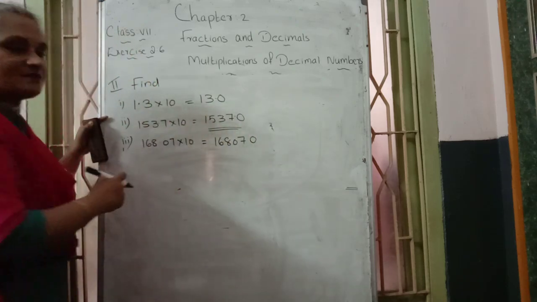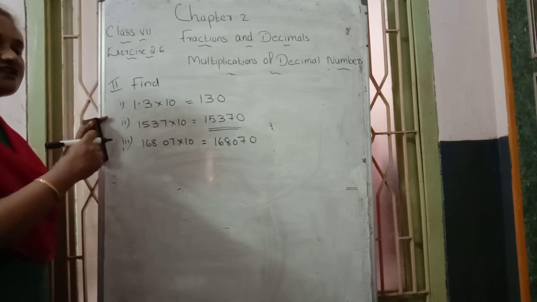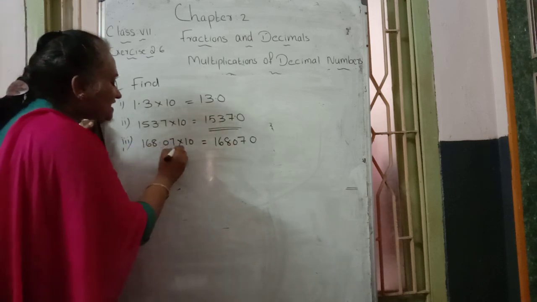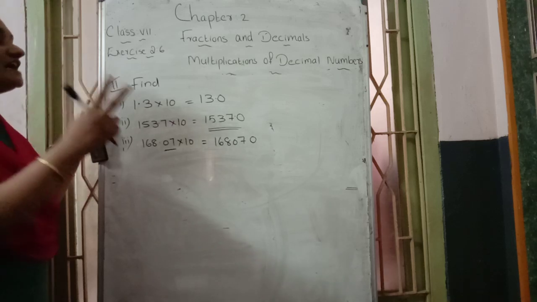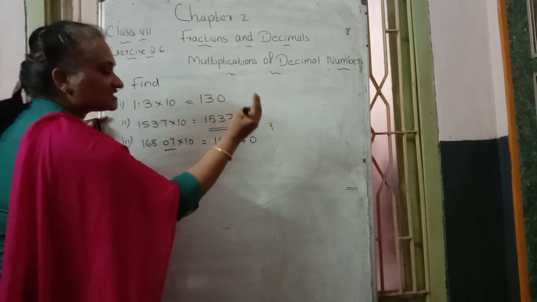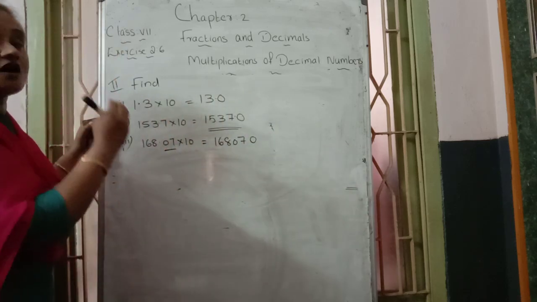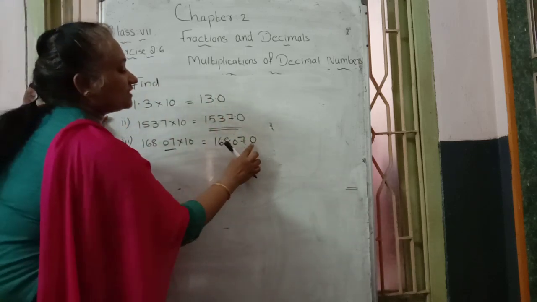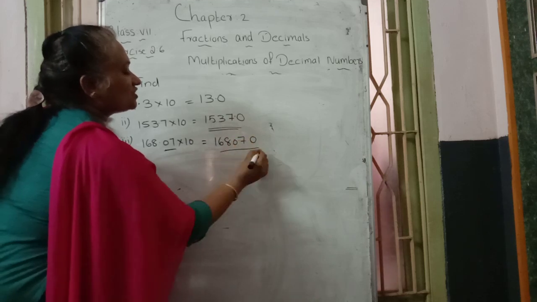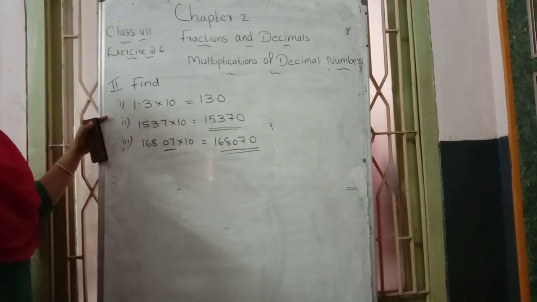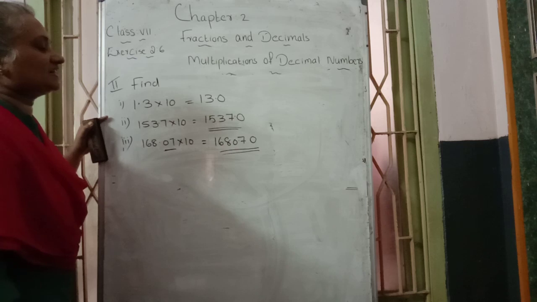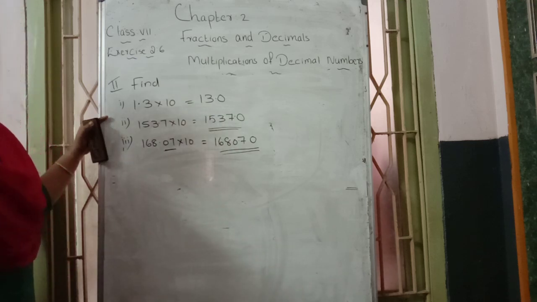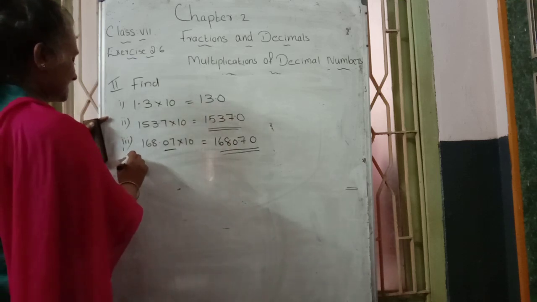Then we want to keep the decimal point after that. How to put the decimal point here? In the multiplication place, after the decimal point how many digits are there? 2 digits are there. That's why in the answer place the count starts from right to left, count 2 places, and then keep the decimal point. So what is our answer? 1680.70 is the answer. 0 means leave it. 1680.7 is the answer. I hope you can understand this model question.